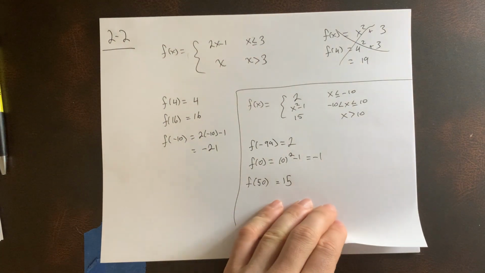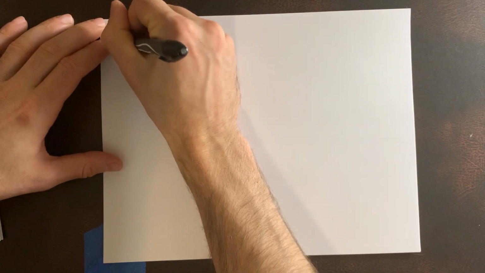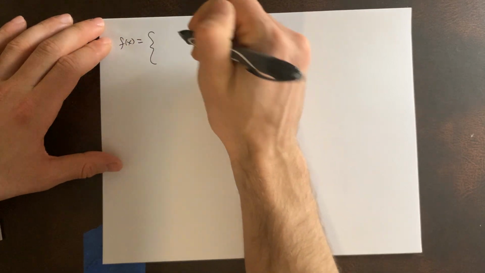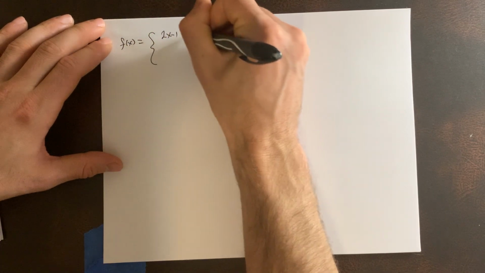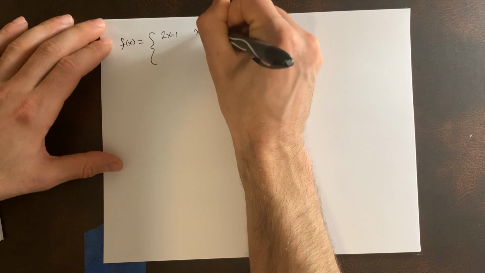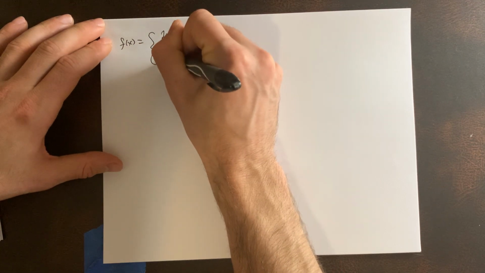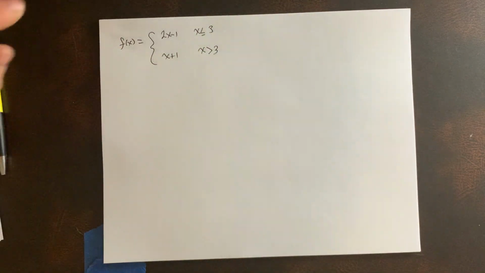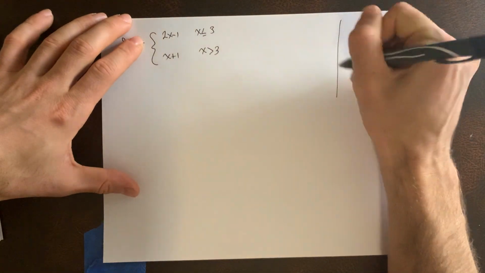Okay, now in this next example, let's see how we can graph an equation that looks like this. Let's do a couple of examples. For the first one, let's graph this equation: 2x minus 1 if x is less than or equal to 3, and x plus 1 if x is bigger than 3. So we need a graph. Let's put this down here.